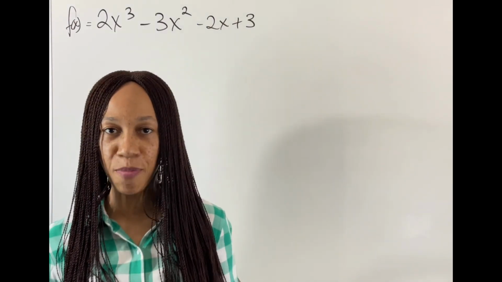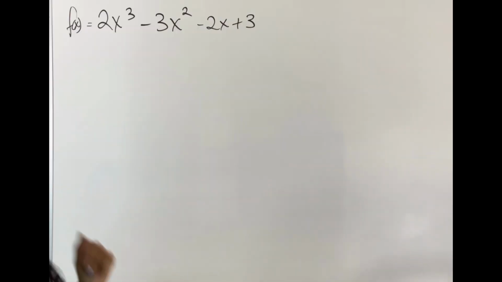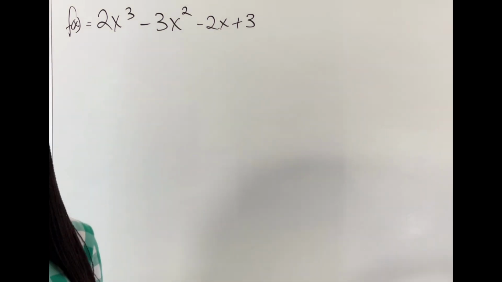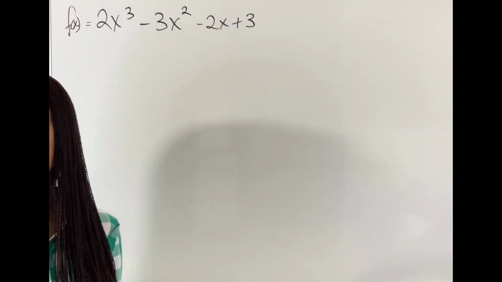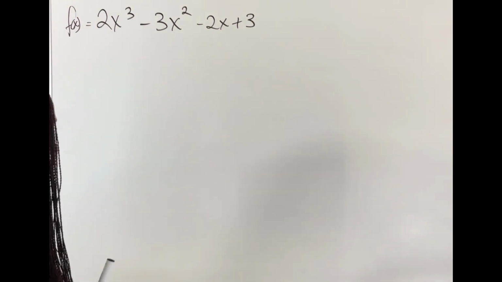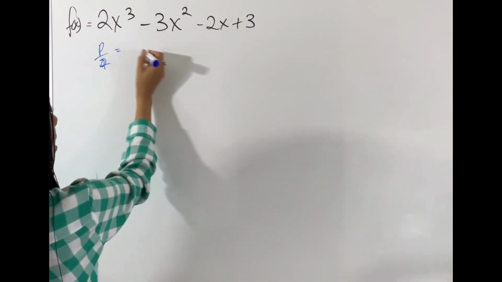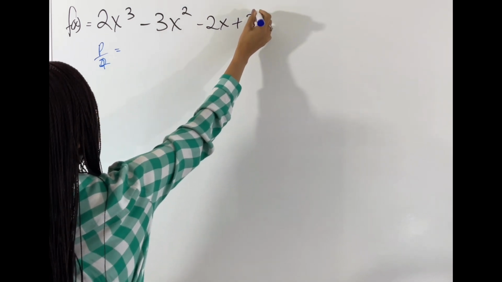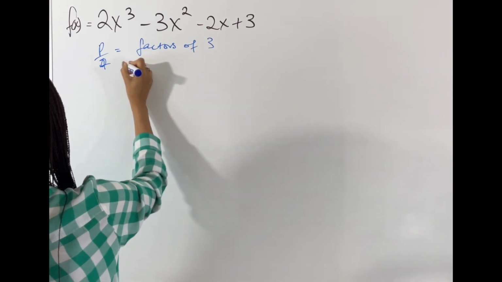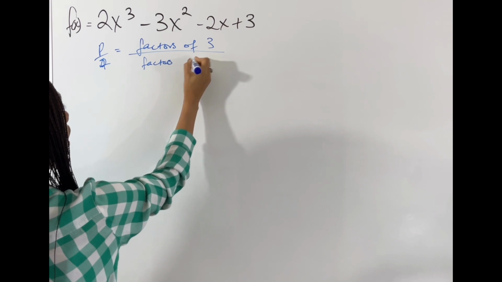So our first example that's given to us here is f of x equals 2x cubed minus 3x squared minus 2x plus 3. First thing we're going to do here, we are going to find our ratio of p over q. So p over q is going to be the factors of 3 over the factors of 2.